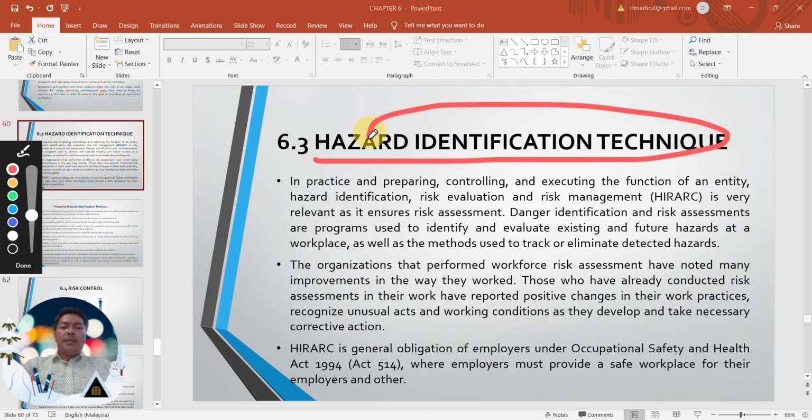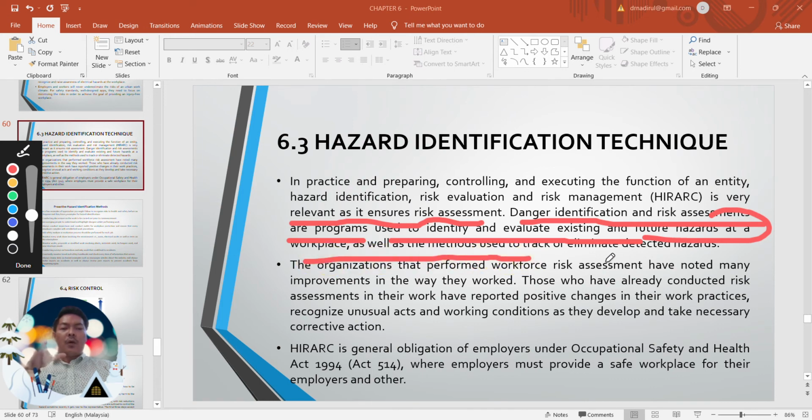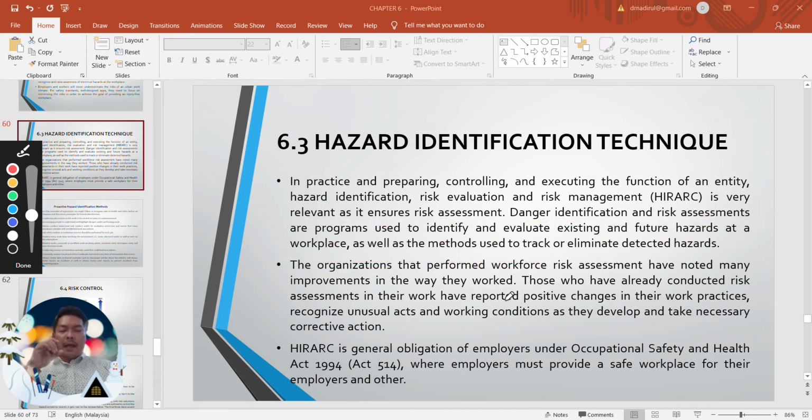Hazard identification technique. In practice, in preparing, controlling, and executing the function of an entity, hazard identification, risk evaluation, and risk control, or HIRAC, is very relevant and it ensures risk assessment. Danger identification and risk assessment are programs used to identify and evaluate existing and future hazards at a workplace, as well as the method used to track or eliminate undetected hazards.